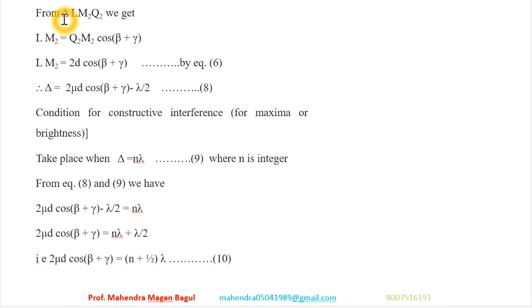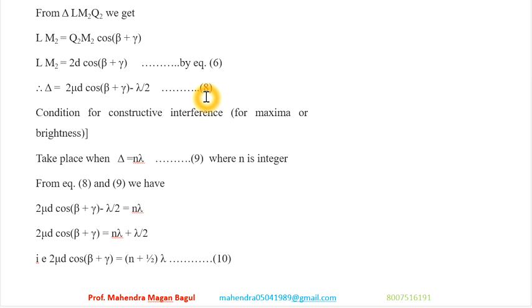Now, from the figure, in triangle LM2Q2, we get LM2 equal to Q2M2 into cos of beta plus gamma. Therefore, LM2 is equal to 2d cos of beta plus gamma, because Q2M2 is nothing but twice d. Therefore, we can write path difference del equal to 2 mu d cos of beta plus gamma minus lambda by 2. Consider as equation number 8, which is the required equation for the path difference of interference due to wedge shaped thin film.